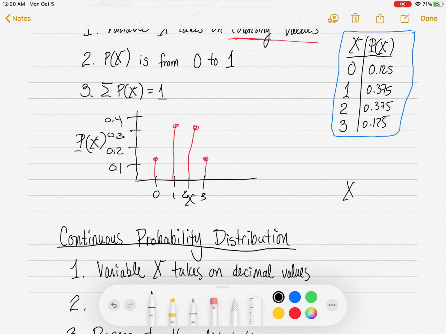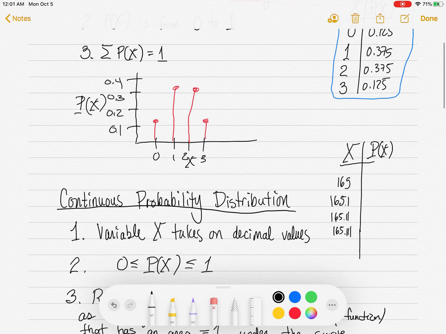So you can make a discrete probability distribution into a table or into a stick graph with the little points on the end. But what happens as soon as you start dealing with continuous data? So let's say your x, whatever x represents, maybe it represents weights. Let's say you're randomly selecting someone and you're talking about weights. Well, weights can take on decimals, right? So I could have someone who's 165 pounds, or someone who's 165.1 pounds, or 165.11, or 165.111.